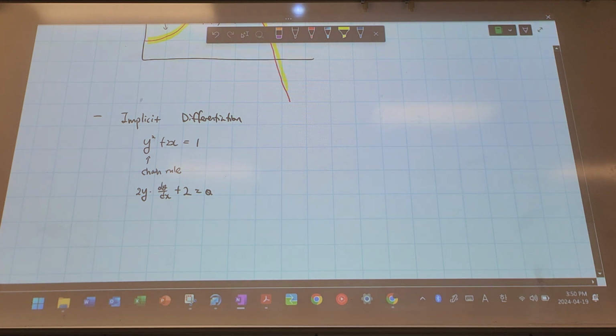Then if you're trying to find what is the gradient or what is the instantaneous rate of change when x is 1 and y is 2, for example. Or if the instantaneous rate of change is, let's say, -2 and x value is 5, what is the value of y? It could be like that too. So it depends on the question.